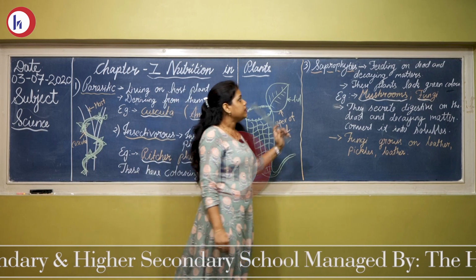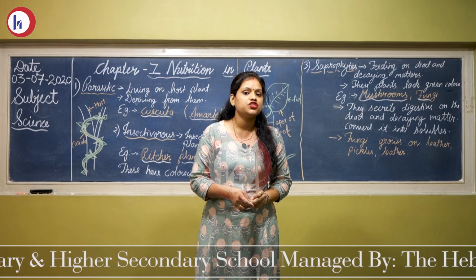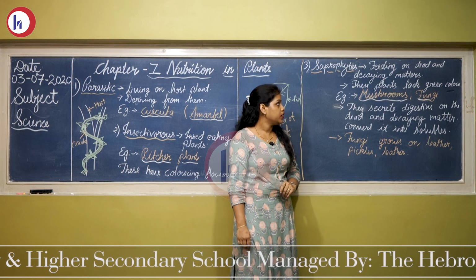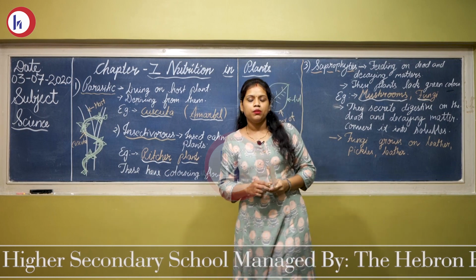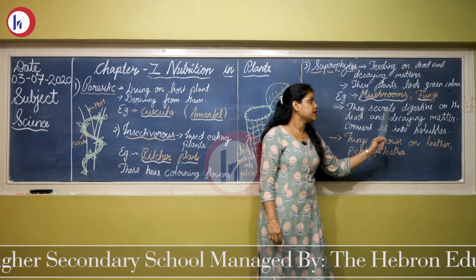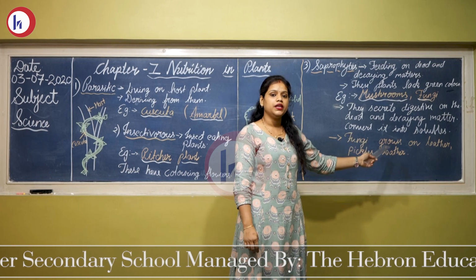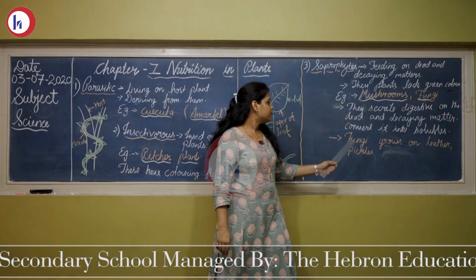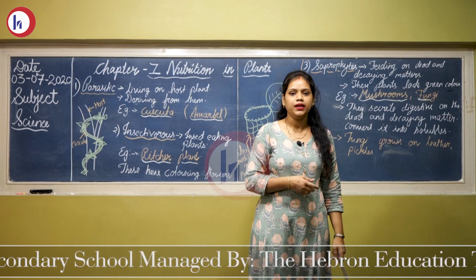The third type is saprophytes. So what do you mean by saprophytes? The organisms which feed themselves on dead and decaying matter are known as saprophytes. These plants lack green color. Now you have seen mushrooms in the market. Mushrooms are an example of saprophytes. Mushrooms and fungi secrete digestive juice on the dead and decaying matter, convert it into solubles, and feed themselves on it. Fungi grow on leather, pickles and any other article that is left in a hot and humid climate.